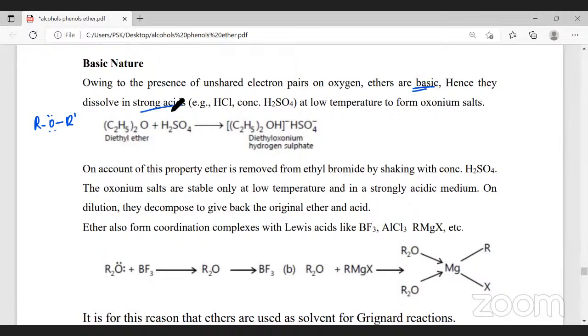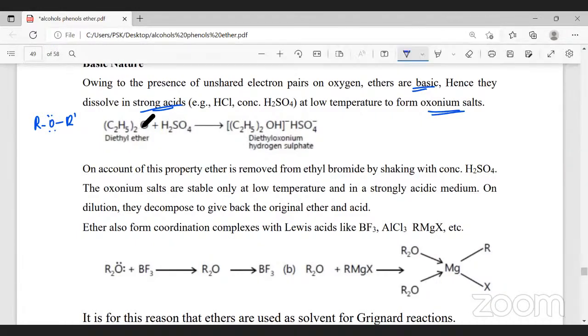Hence, they dissolve in strong acids like HCl and sulfuric acid at low temperature to form oxonium ion. So this diethyl ether, which is basic in nature, dissolves in HCl or concentrated sulfuric acid to form oxonium ion. So diethyl ether with sulfuric acid gives you diethyl oxonium hydrogen sulfate. So (C2H5)2OH plus is called diethyl oxonium. And you have HSO4 minus, called hydrogen sulfate.